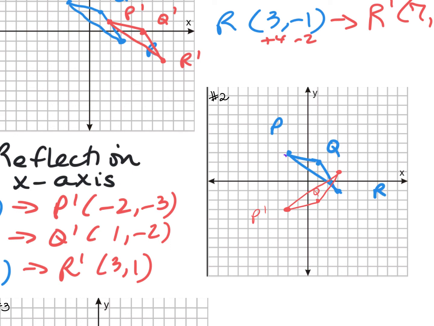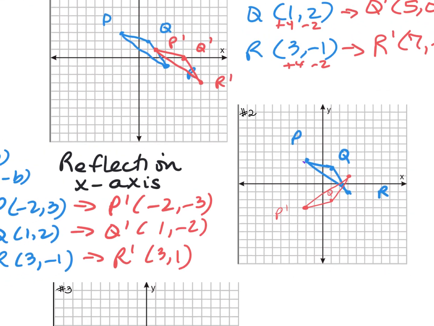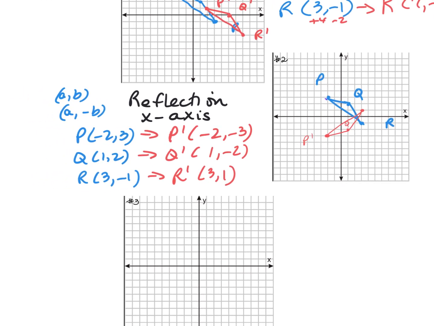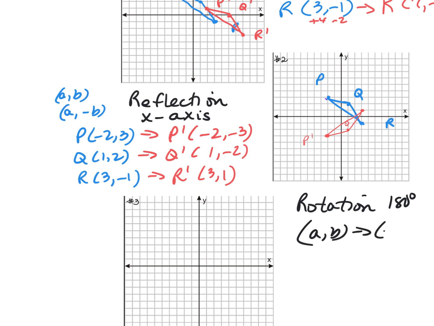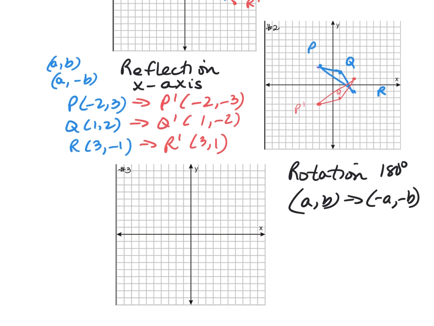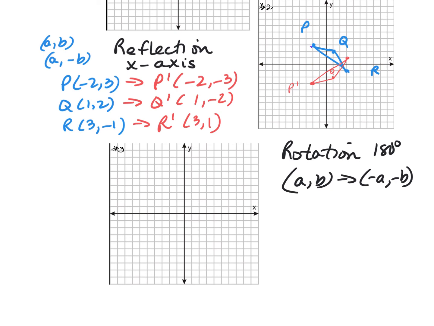across the x-axis. And then the last one was the rotation of 180 degrees. And again, remember the order pair stayed the same. You just flipped it to opposite. So again, I'm going to graph the originals in blue. Again, P, same exact order pair. Q, 1, 2. R, 3, negative 1.